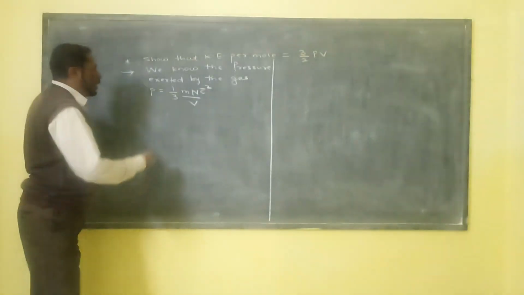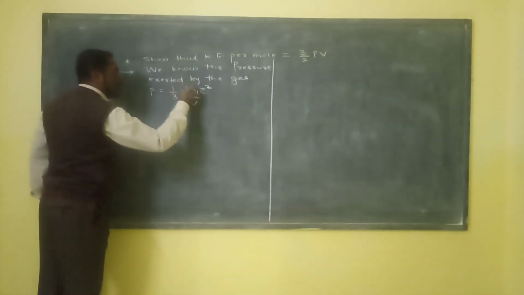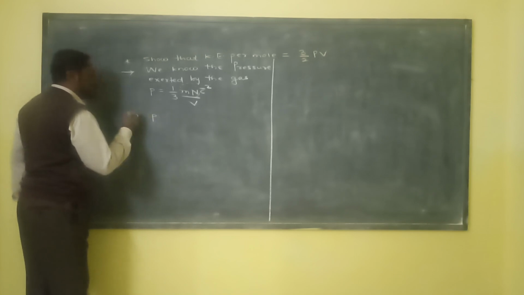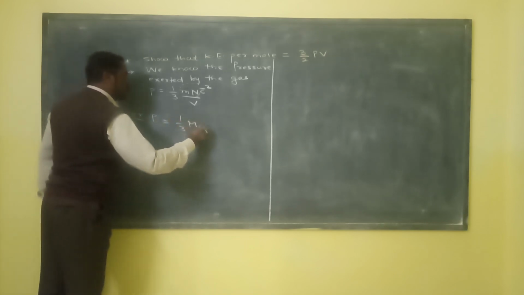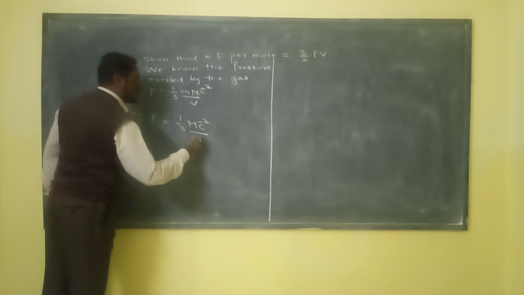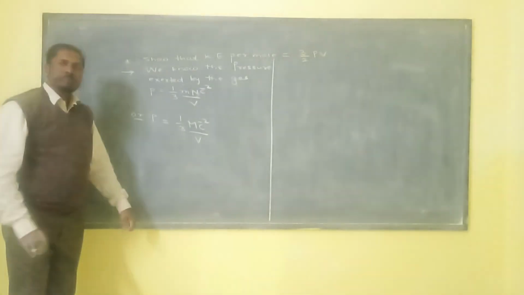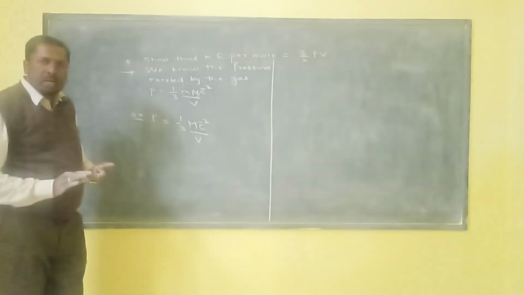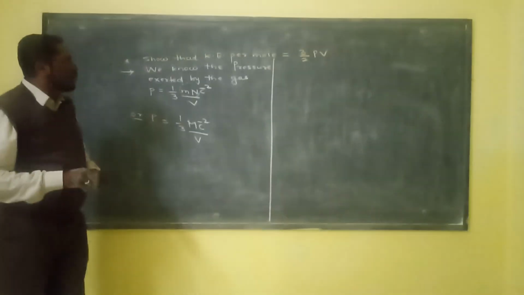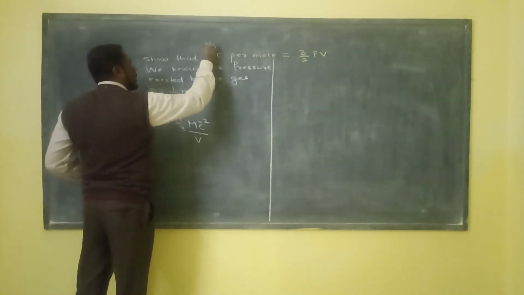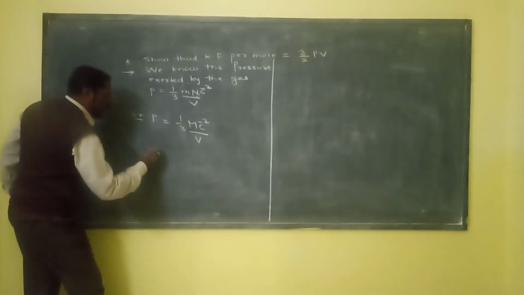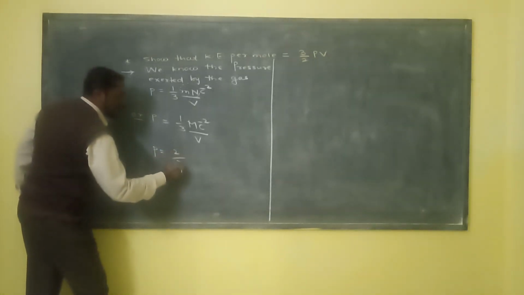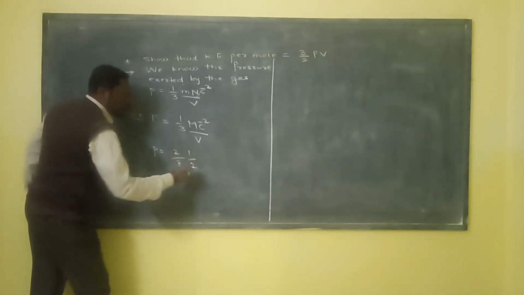Same start. This factor m n we can write as capital M, that is P is equal to 1/3 capital M bar c square upon V. Okay, this is the second line. Now go to the question. What is in the question? In the question, kinetic energy is there. To do the adjustment, P is equal to, multiply 2 to the numerator and 2 to the denominator.